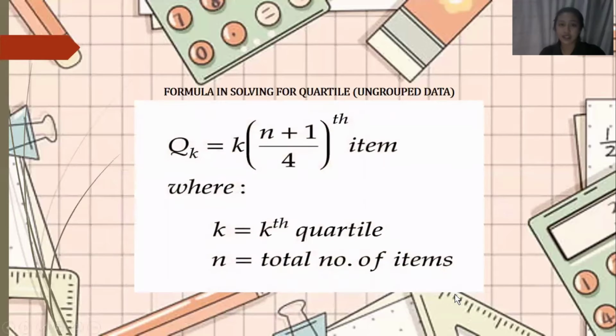So here is the formula in getting the quartile for ungrouped data. Makikita nyo dito na meron tayong Q sub K. So yung K, it stands for the quartile position, kung ano ba yung hinahanap nating position ng given. Naka-parenthesis yung n plus 1 over 4. Yung n, ito yung total number of items dun sa given, in order para malaman kung saan ba siya nakalocate.